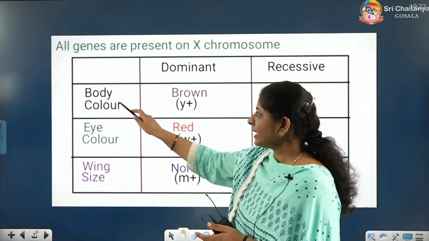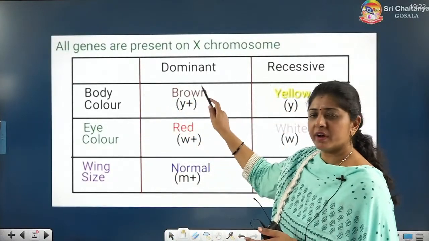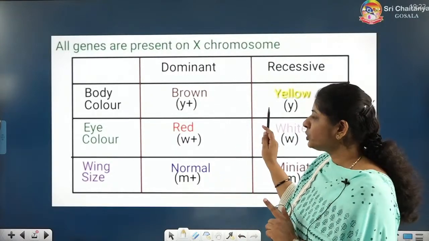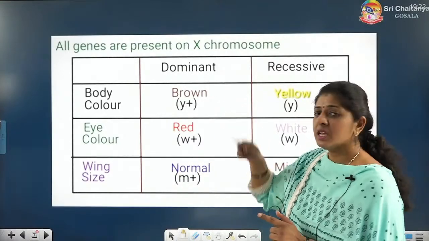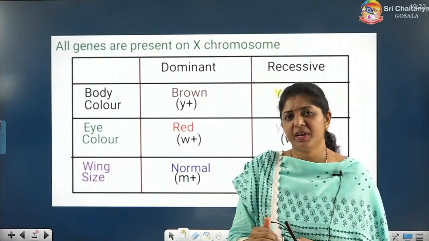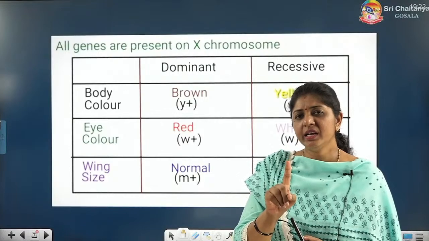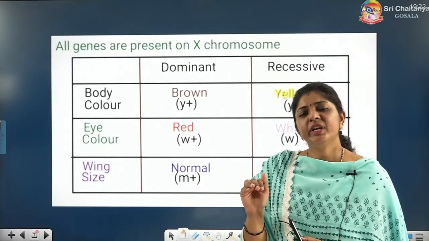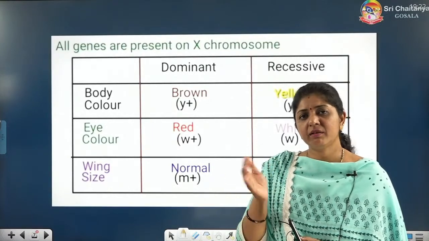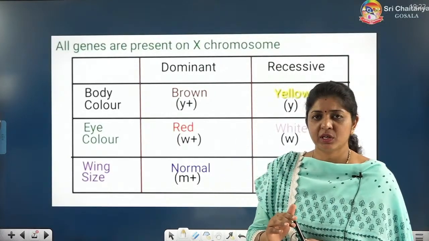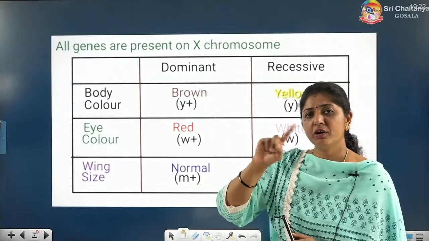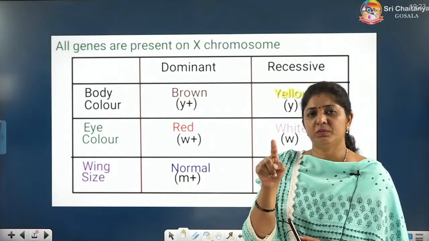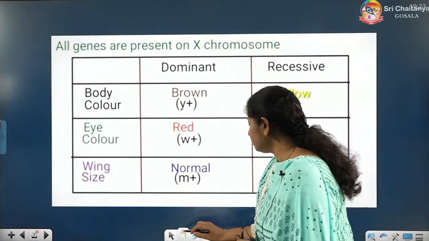Same like that, this character body color has two traits, one is brown and one is yellow. But out of these two, which is dominant? Dominant means the one that will be expressed when it is present, either one allele or both alleles on both chromosomes. If dominant, then definitely it will express. But recessive should be on both chromosomes. Which chromosomes am I talking about? Homologous chromosomes, right? I already mentioned this point.